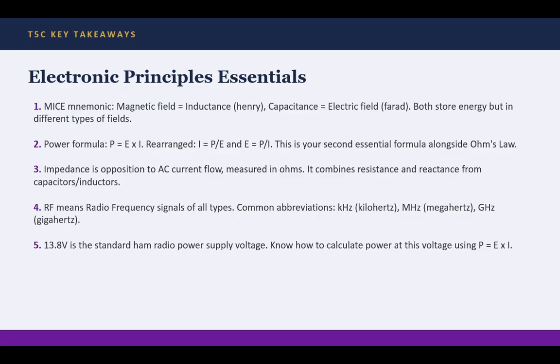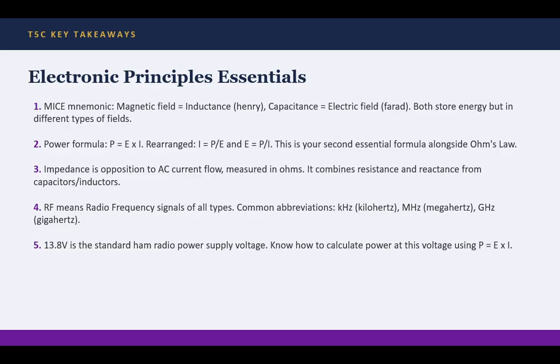So here are some of the key takeaways for electronic principles essentials. MICE is a mnemonic that you can use: magnetic field, inductance; capacitors, electric field. Both store energy in different types of fields. The power formula is P equals E times I. Rearranged, it's I equals P divided by E, and E equals P divided by I. This is your second essential formula alongside Ohm's law.